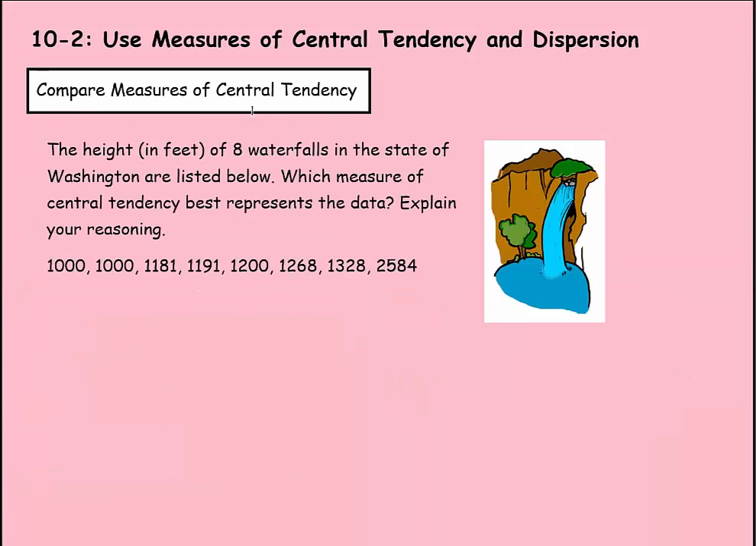First, we're going to find central tendency measures. So it says the height in feet of 8 waterfalls in the state of Washington are listed below. Which measure of central tendency best represents the data? Explain your reasoning. So here they're listed in least to greatest already, so that helps us quite a bit. If they're not listed in least to greatest, it's always good to do that. So the ones that will be pretty easy to find right now will be the median and mode.